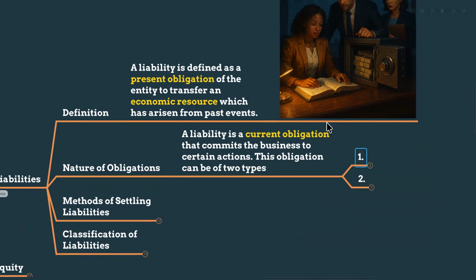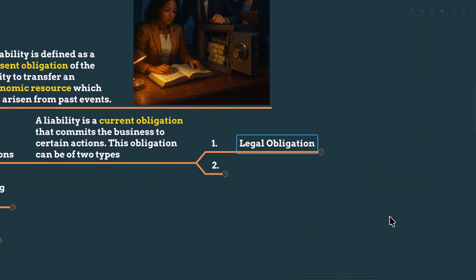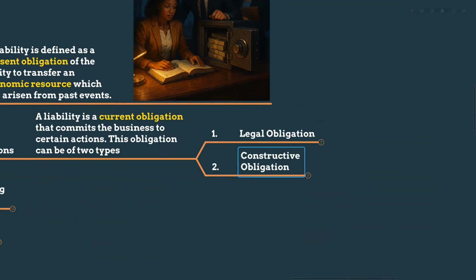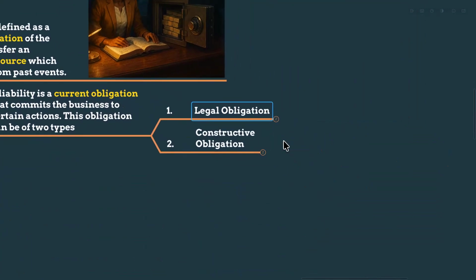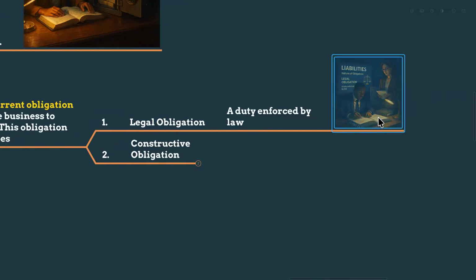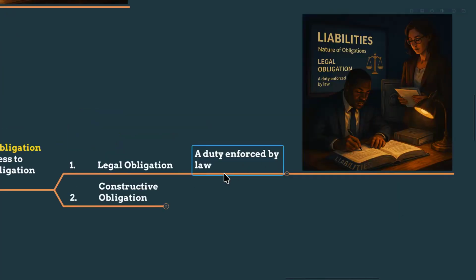The nature of obligation in this sense is how you are going to fulfill it. The first one is legal obligation. The obligation can be created by legal or sometimes we call it constructive obligation. What's the meaning of legal obligation, my dears? It's a duty enforced by a law, because of something that happened.